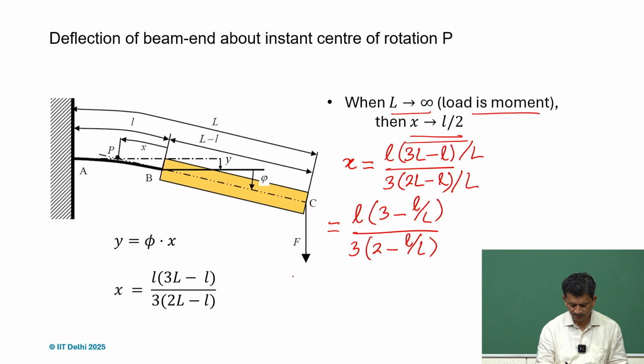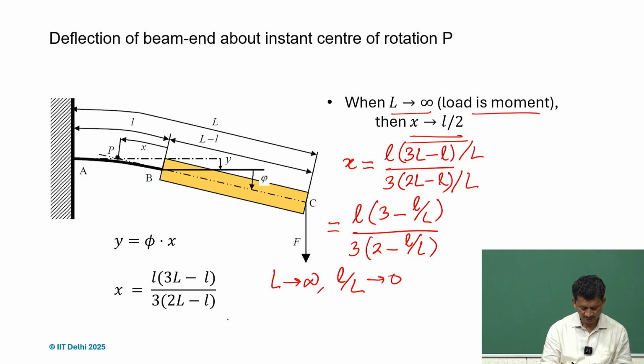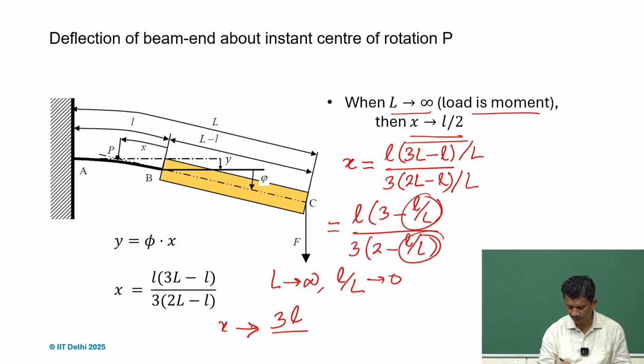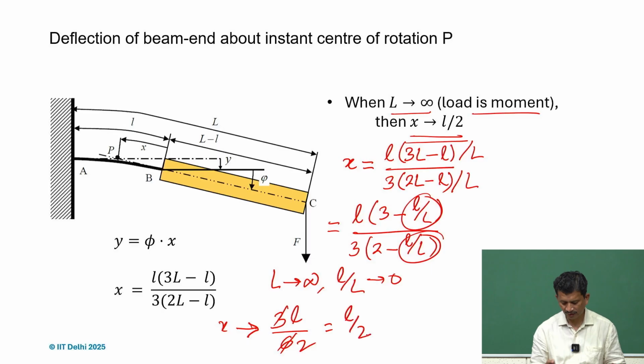So when L tends to infinity, small l by capital L tends to 0. So what happens then? This x tends to 3L divided by, because this part will be 0, so we are left with 3L divided by 6. So equal to L by 2. So that's how we can find.